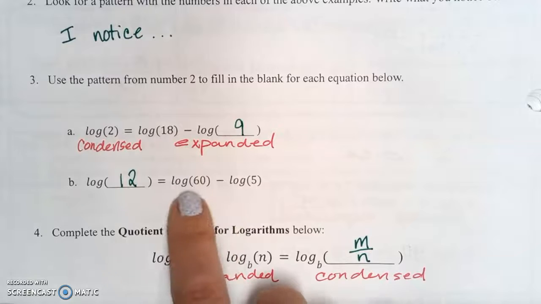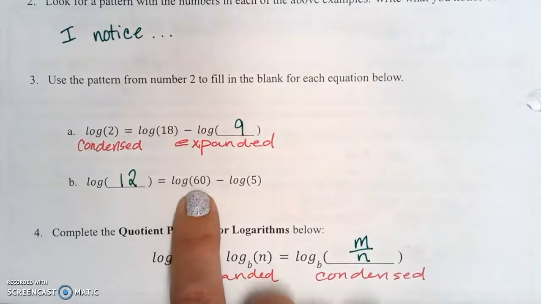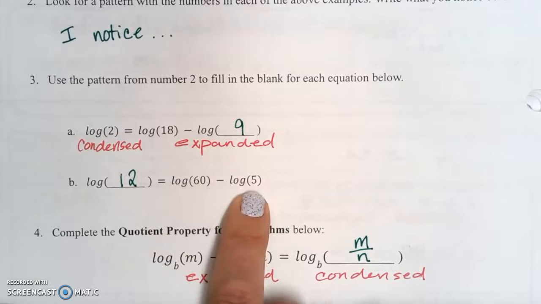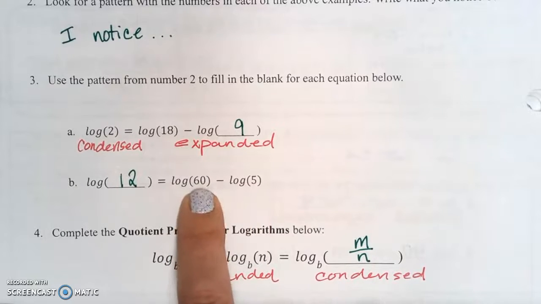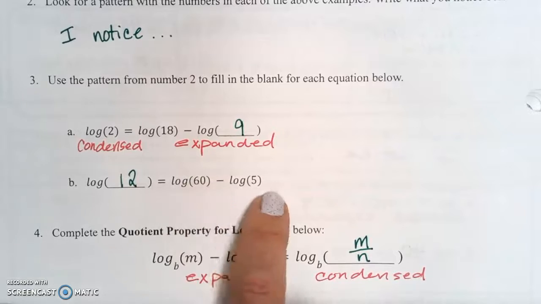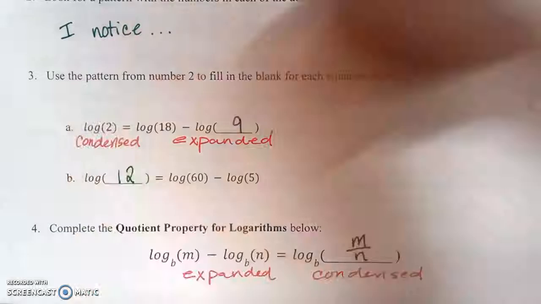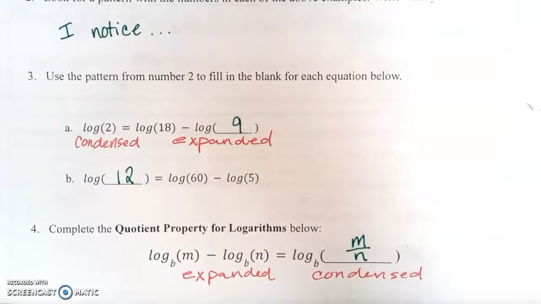So we should have the log of what is equal to the log of 60 minus the log of 5. So we're going to take 60 and divide it by 5. Order matters. So 60 divided by 5 is 12. So we fill in the 12 there. Okay? Any questions on that part?